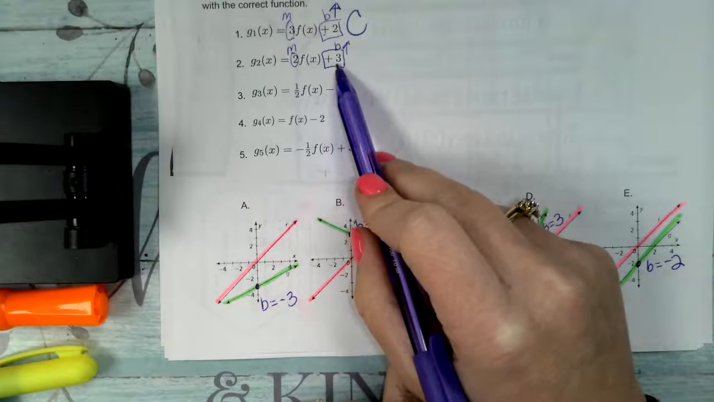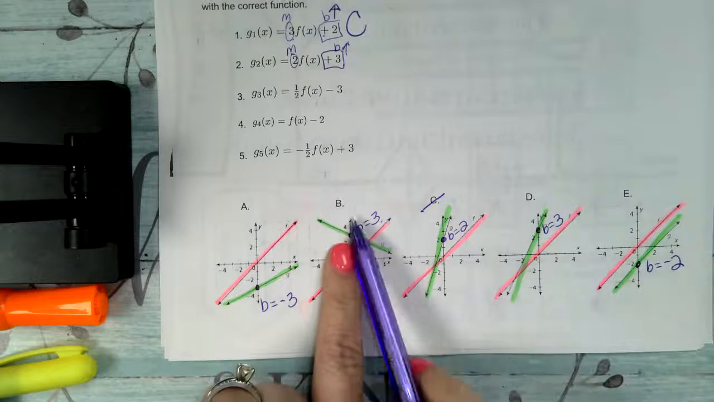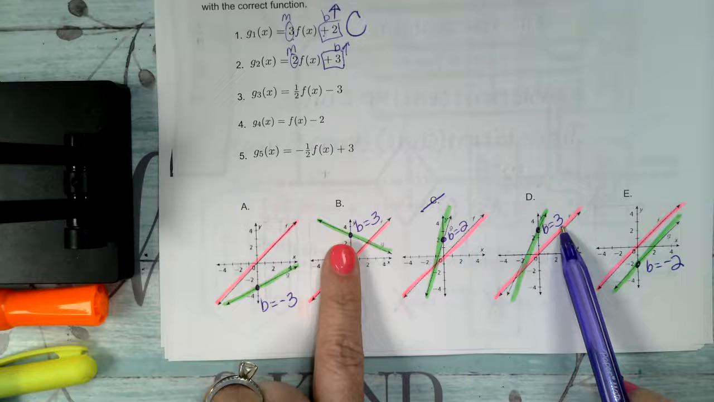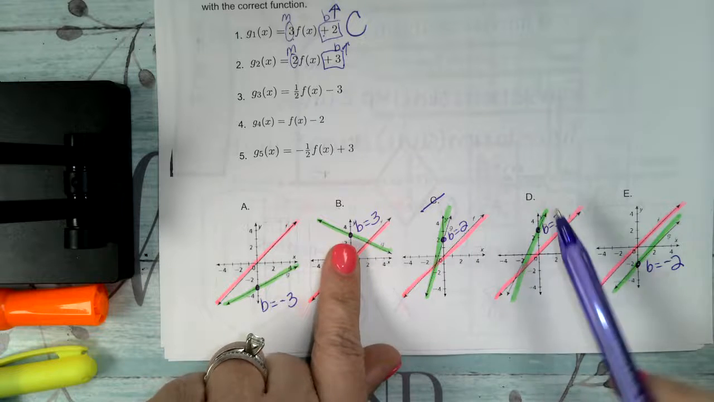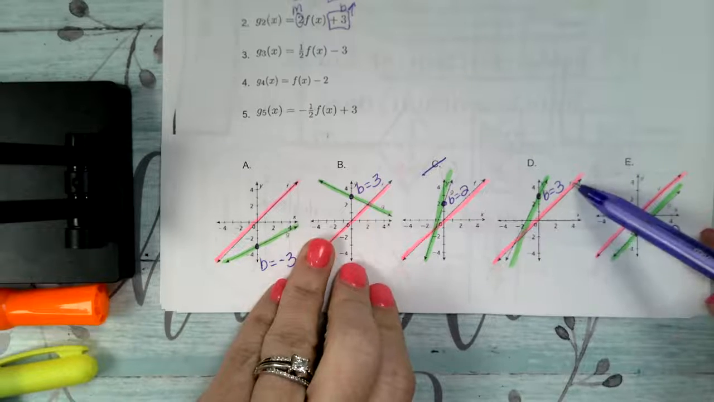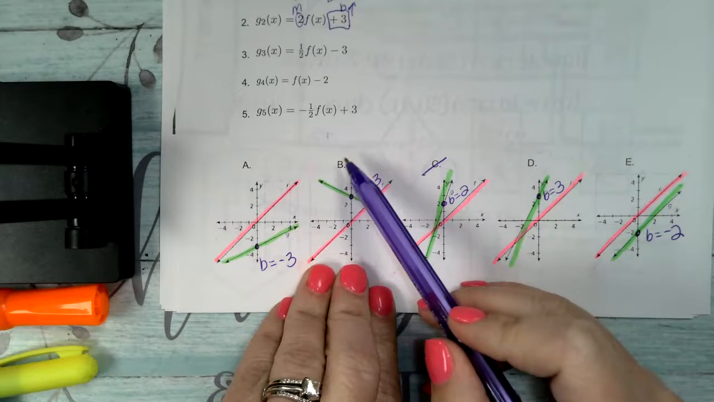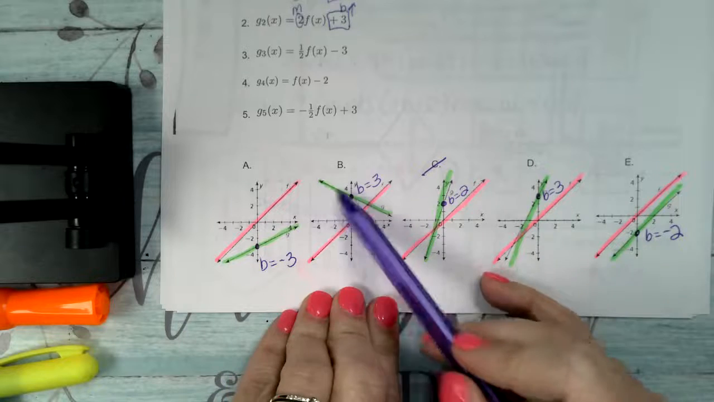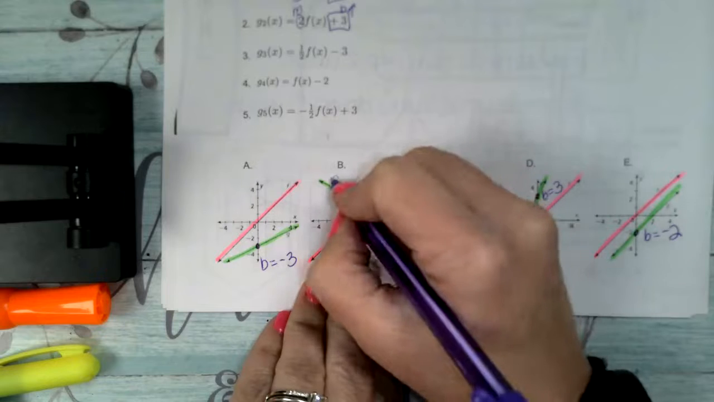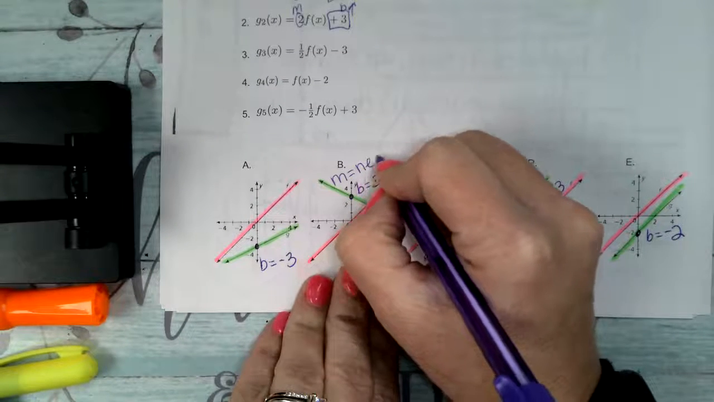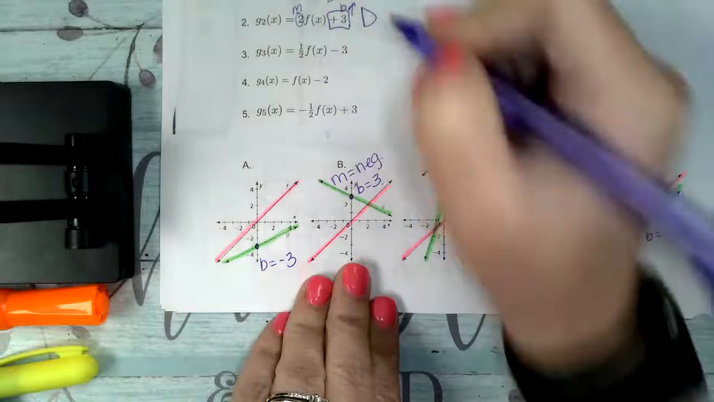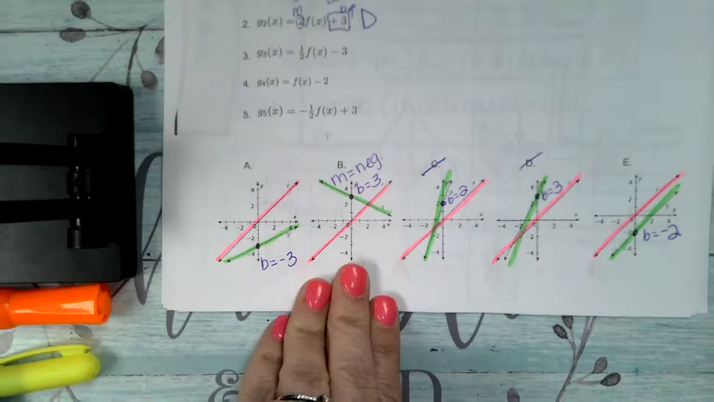Number 2 says the value of b is 3. So I've got letter B and another b equals 3 at letter D. If you look at these two, using some process of elimination, these two are going the same direction. They're both going uphill. Where letter B here, one is going uphill, the other one is going downhill. When it switches direction, it's affecting your slope. So your slope has to be negative. We have a positive 2, so D has to be my answer.